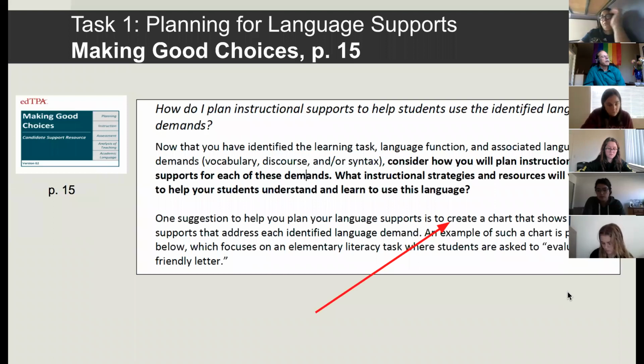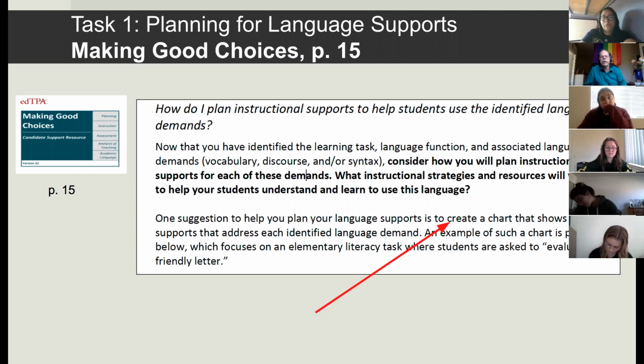Again, in the other document, Making Good Choices on page 15, it talks about the instructional supports for the identified language demands. And I put that arrow there because it says to you, here's a suggestion. Help you plan your language supports is to create a chart that shows supports that address each identified language. Now that's just a suggestion, but somebody wrote that in there because they think it's a good idea. So I would say to all of you, do it, because it's going to help you visualize it as you put it together, and it's going to be helpful for the reader to visualize it as well.